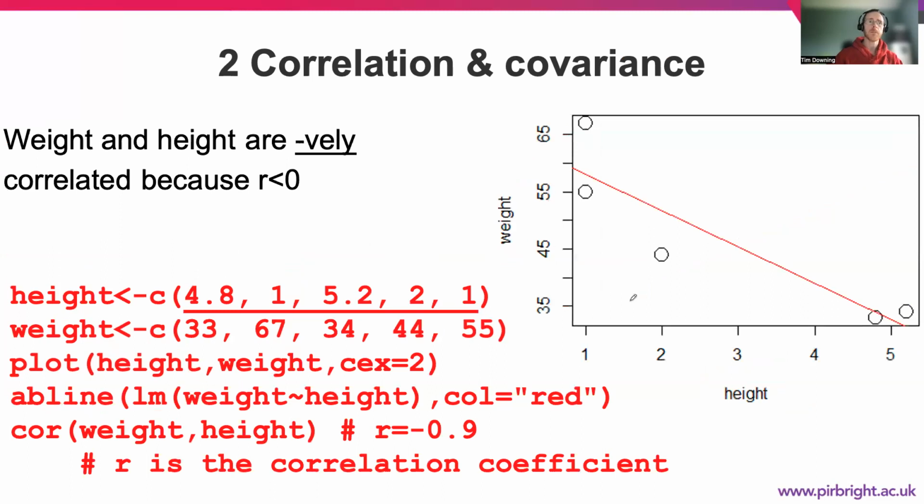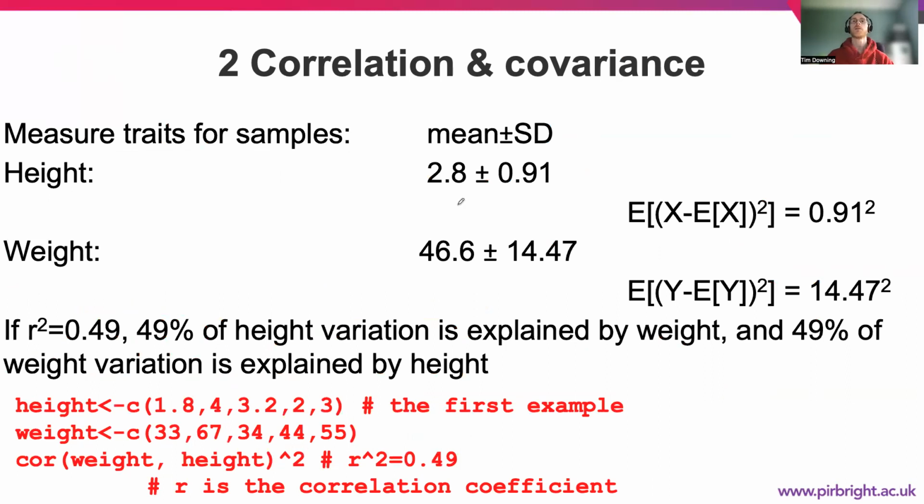If we have different data, so we've changed weight here, we've changed height here, you can see that we have a negative correlation. Here it's minus 0.9. So that's the correlation coefficient, and we take the square of that to get the extent of the shared variance of x and y, which is 81% here. So for example, if we have heights and weights here, where heights have a mean of 2 plus or minus 0.9, and weights have a mean of about 47 plus or minus 14, and the R squared is 0.49, we can say 49% of the height variation is explained by the variation in weight, and vice versa.